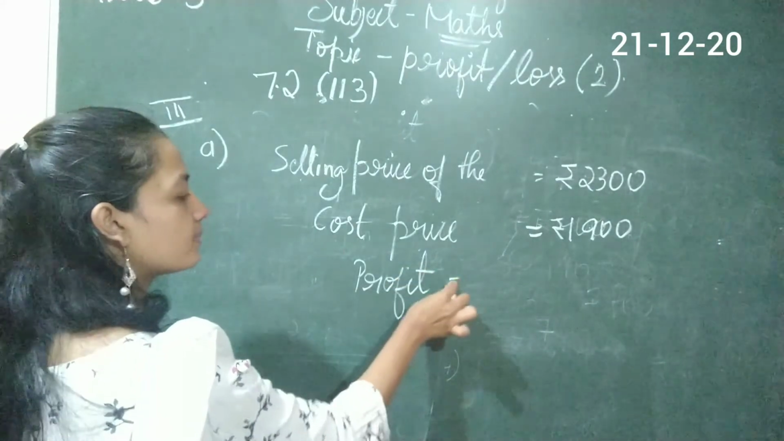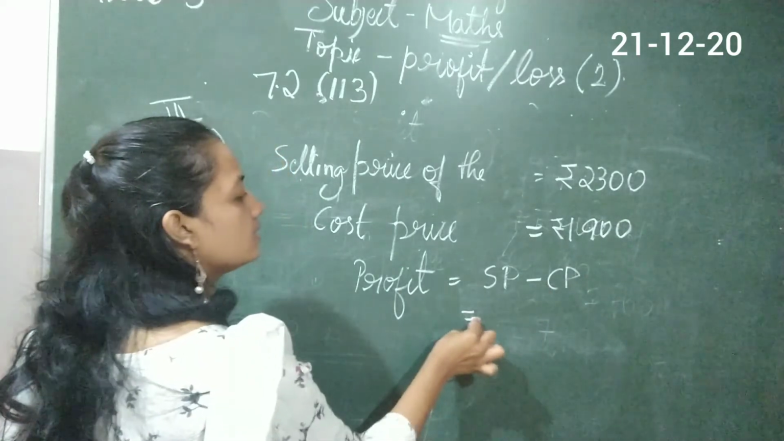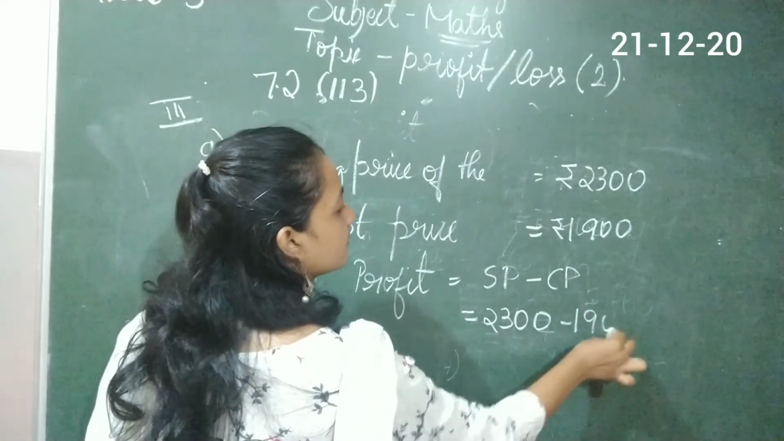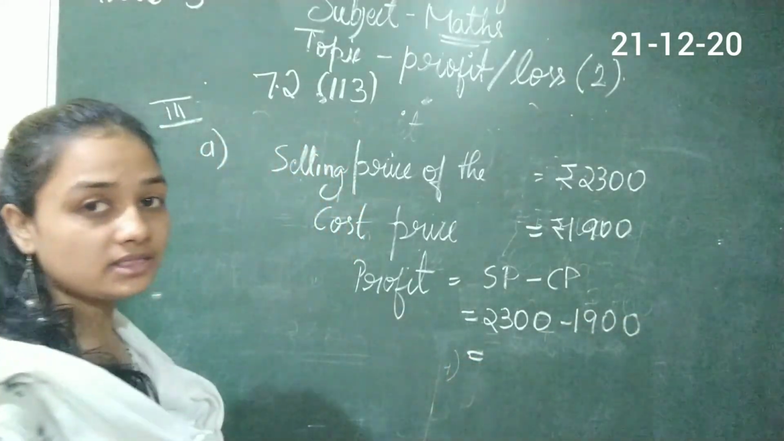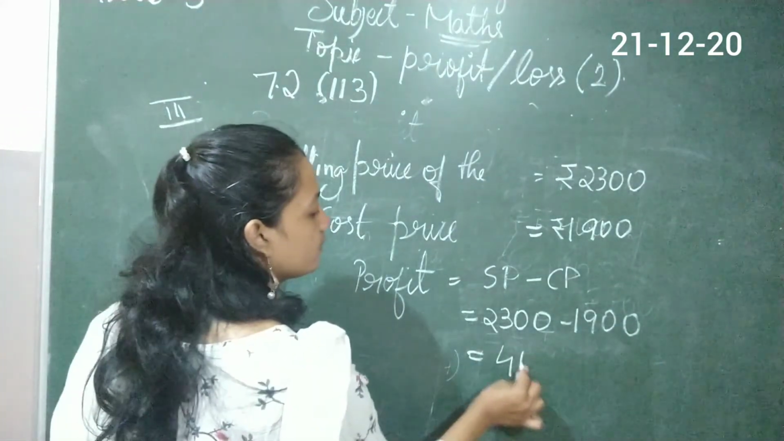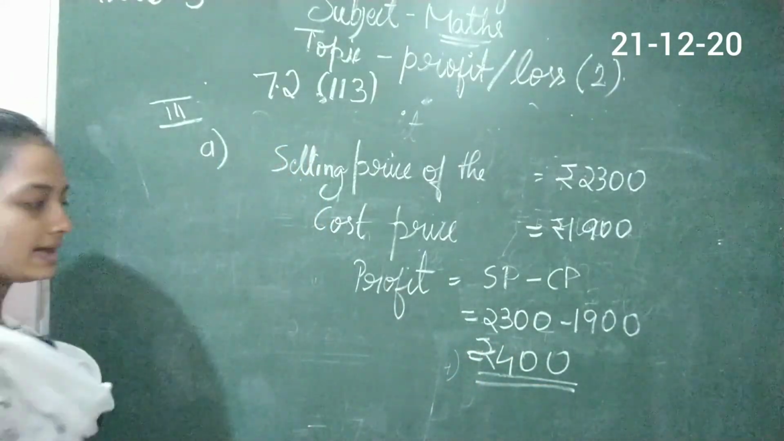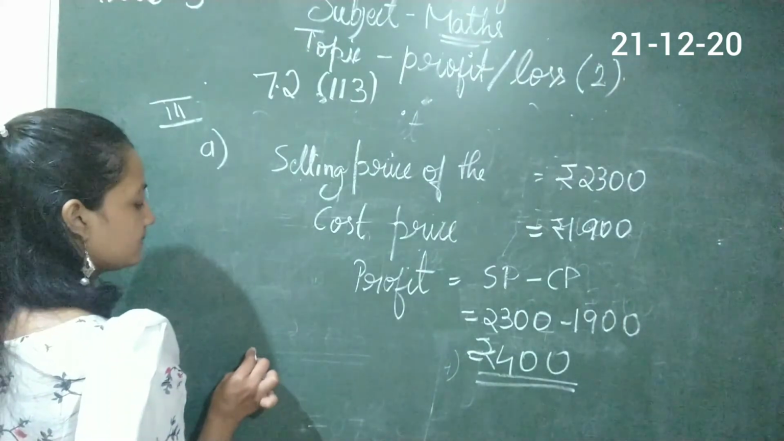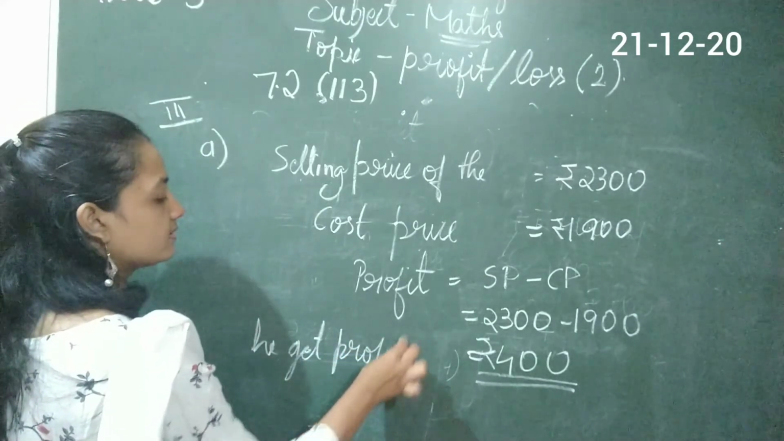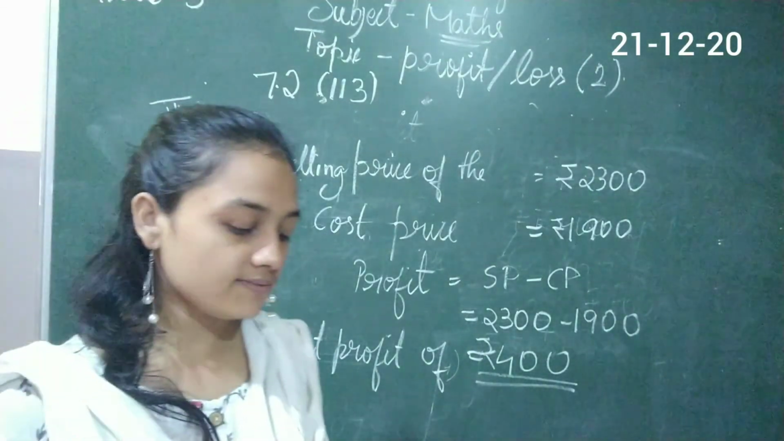He is selling it for a higher price, so I should use the formula SP minus CP. Let's subtract it. What answer do I get? From 1900, 19, 20, 21, 22, 23, so it is 400 rupees. So he gets a profit of 400 rupees. That will be my last sentence. So he gets a profit of rupees 400. I hope you are clear with all this concept, children.